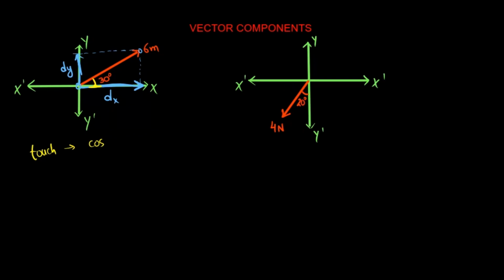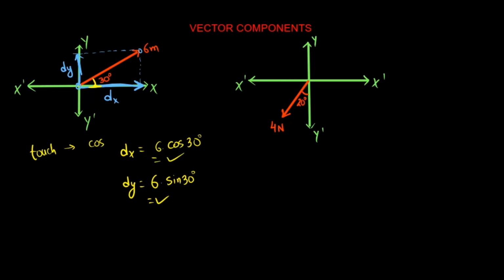Let's calculate. Displacement in x, or dx, would be multiplied by cos of this same angle, 30 degrees. And this would be times this number, 6 meters. The y component would be 6. We use the same number. And it would be multiplied by sine of 30 degrees. You can find the exact values using the calculator.